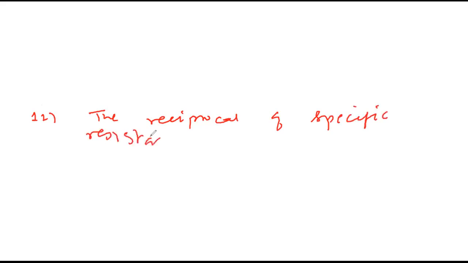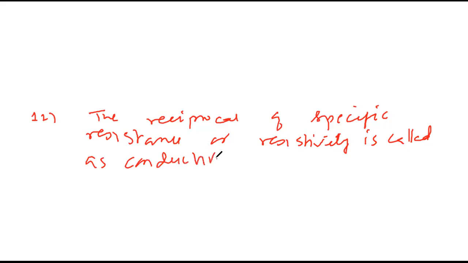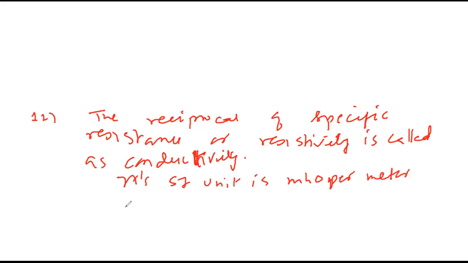The reciprocal of specific resistance or resistivity is called conductivity. Its SI unit is mho per meter or ohm meter raised to minus 1.